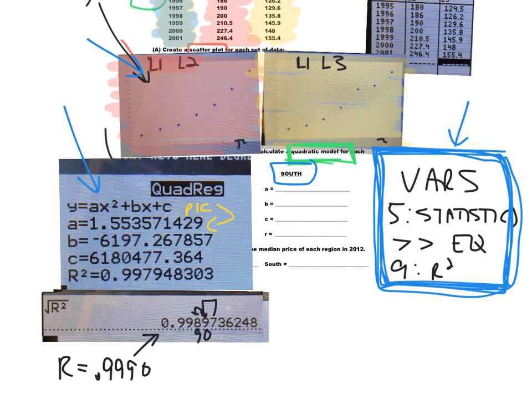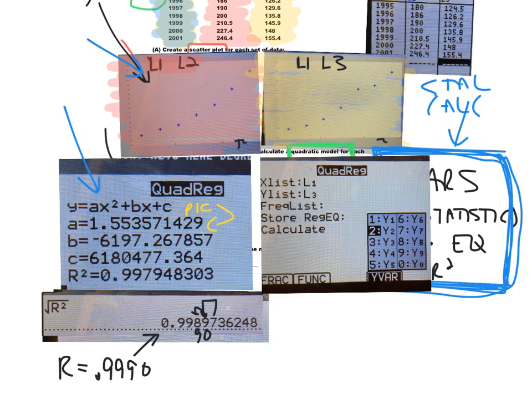So once again, press stat and calculate and go down to option 5 for quadratic regression. But now what we want to do is use the X list as L1, but now the Y list is L3. We want to have, again, the years being graphed, but also now the south data.